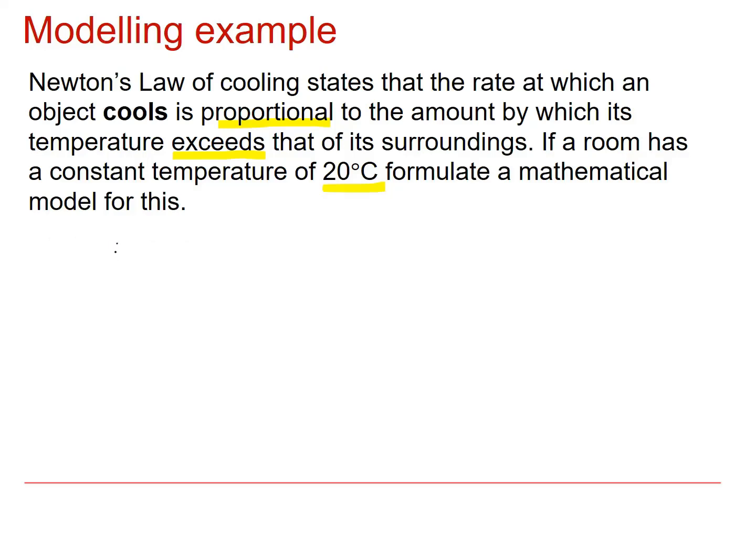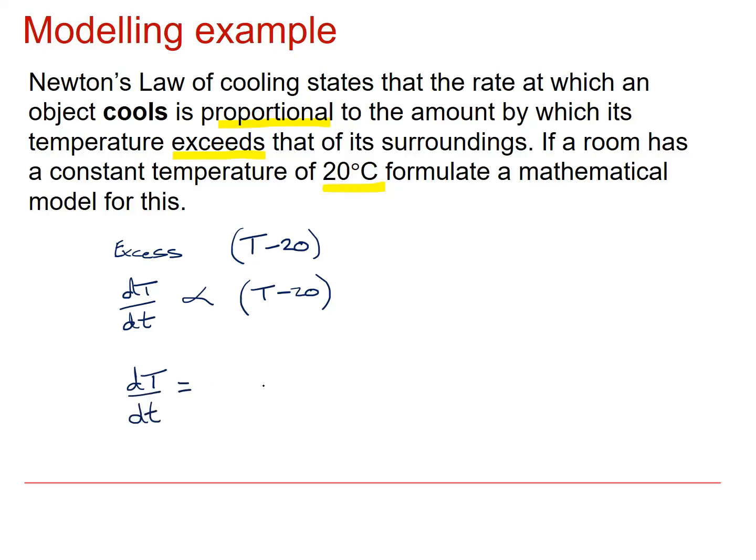Well, we can write that the excess temperature, the amount by which an object exceeds the room temperature, is T minus 20. And that the rate of cooling, so that will be dT by dt, is proportional to that excess, T minus 20. So my rate of cooling will be equal to a constant times T minus 20.